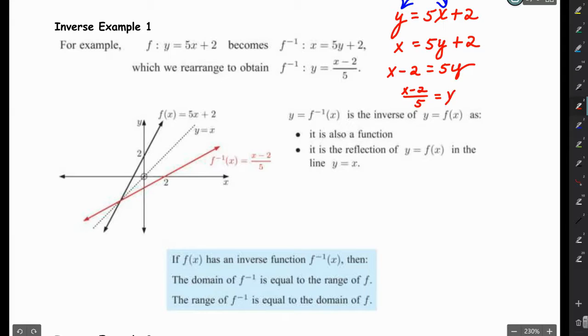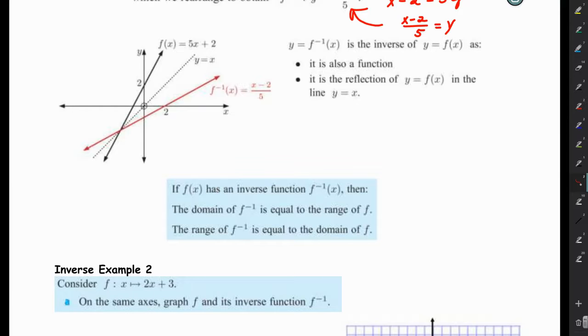So our inverse is (x minus 2) over 5. All right, so that's how we would find the inverse algebraically. And this is the original function right here, graphed. This is our new function graphed. And you could see that our inverse reflects right over the line y equals x.